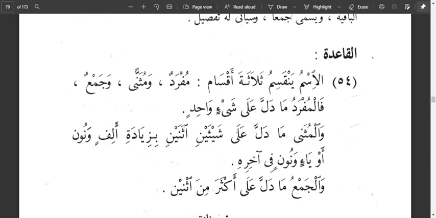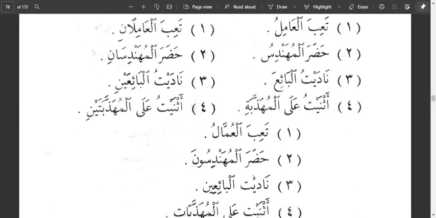Then al-jam'u ma dalla ala akthara min athnain. Jam'u is a word that indicates a number that is more than two. So from three and above, we have jam'u, we have plural. Unlike English, where we have singular and plural, here we have singular, dual, then three and above, which is the plural. So let's take a look at the examples and see what we have.